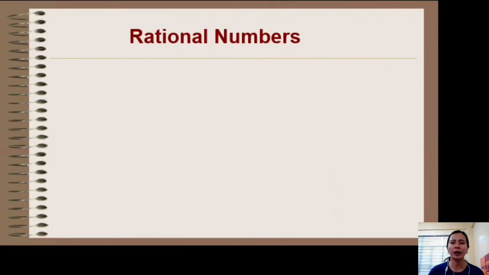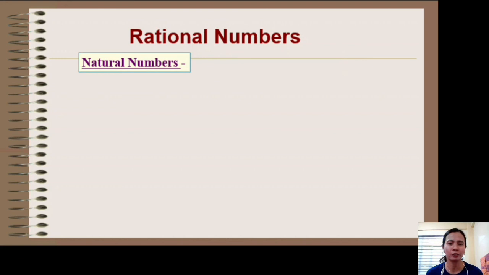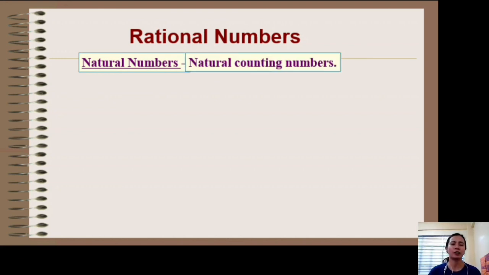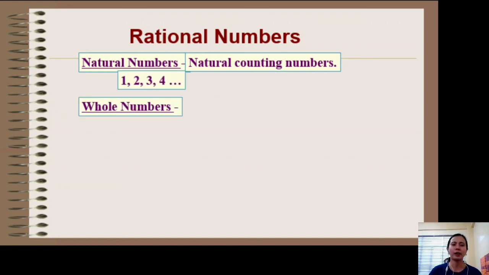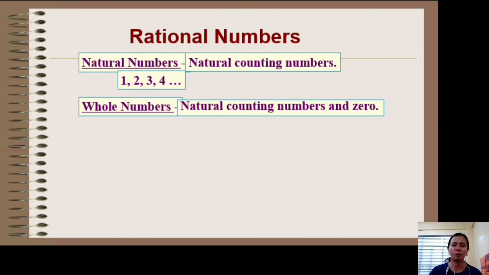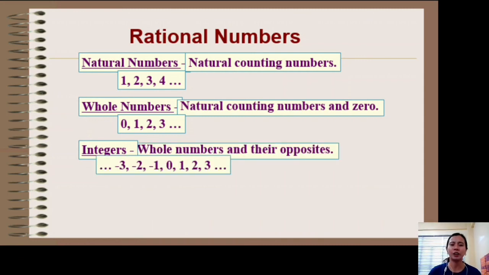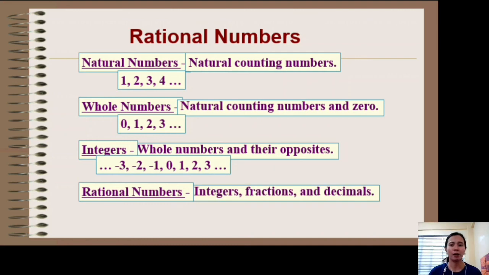Again, let's review. Natural numbers. Ano nga ulit yung natural numbers? Very good. Those are natural counting numbers. Mula saan ang counting numbers? Very good. Sa 1. Next, the whole numbers. Anong kaibahan niya sa natural numbers? Correct. So, 0 sa unahan. Natural counting numbers and 0. How about integers? Very good. So, whole numbers and their opposites. Rational numbers: integers, fractions, and decimals. So, these are the examples. Hope you understand the real number system.